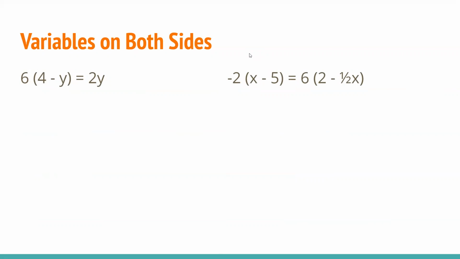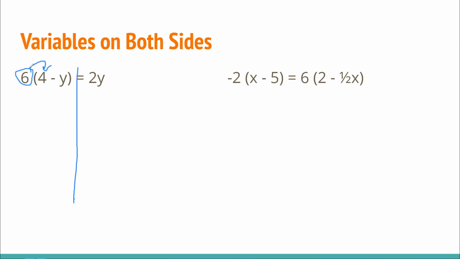I could also give you some distribution problems. So make sure that you're distributing before you move the variables. So I see this distribution there. When I'm looking at my equation, I know that I have to do that distribution first. So I'm going to take that 6 and multiply it by my 4 and by my y.